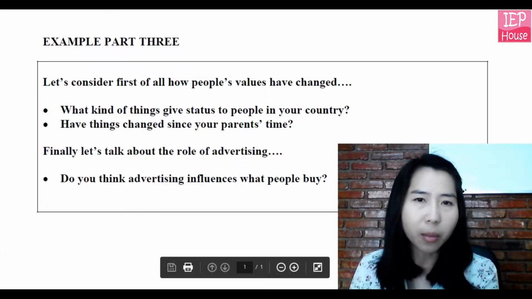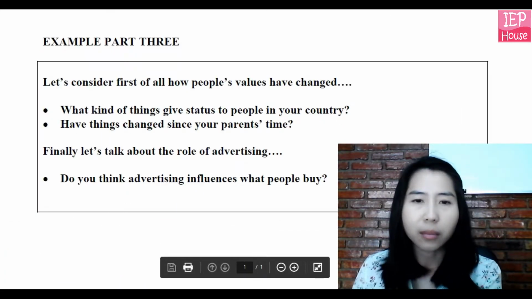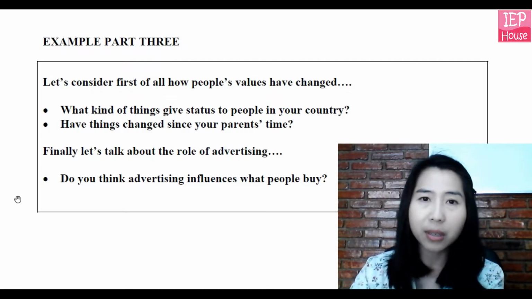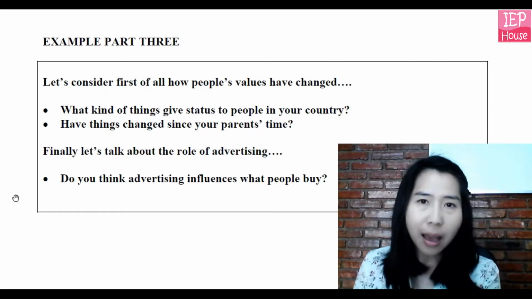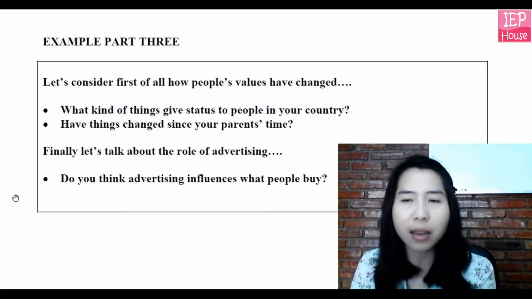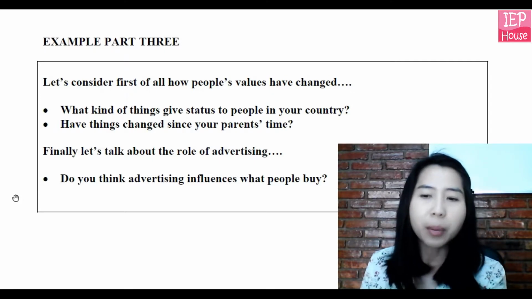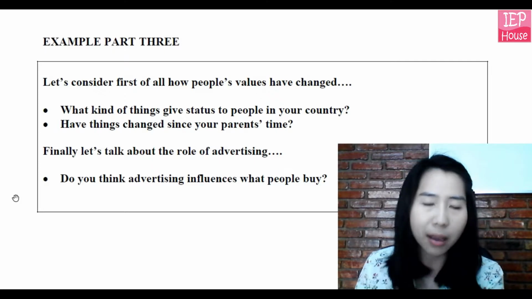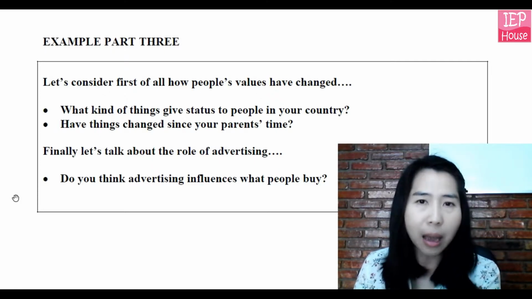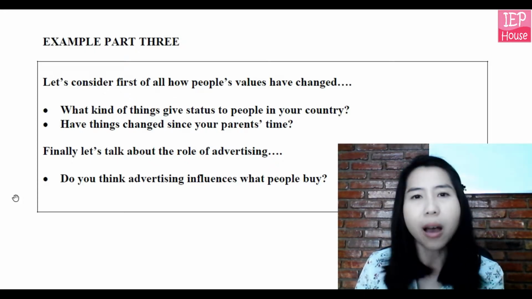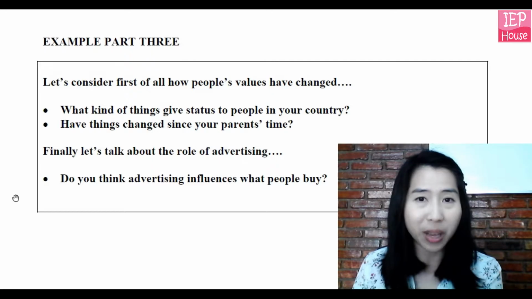Okay, now let's talk about part 3. Here in part 3, we have 3 sample questions, but on the actual speaking test or the interview, you will be asked about 5 to 6 questions, depending on how much time you have left. You wouldn't know the time, the examiner would know. So the examiner would take control of the time. So you don't have to worry about that. Just answer the questions. Your job is to answer the question as best you can.